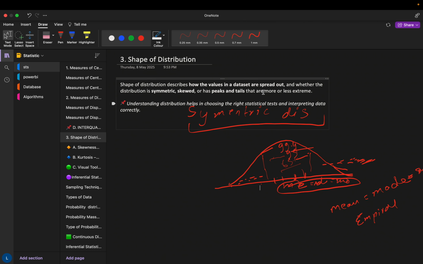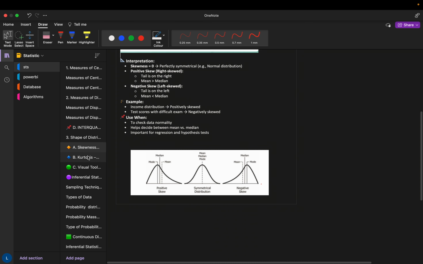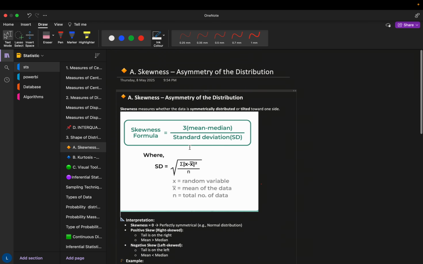Now, I hope you have understood this in a rough way, but later on in later classes we will understand the symmetric distribution in detail. Okay, so moving toward the skewed distribution. So what is this skewed distribution?